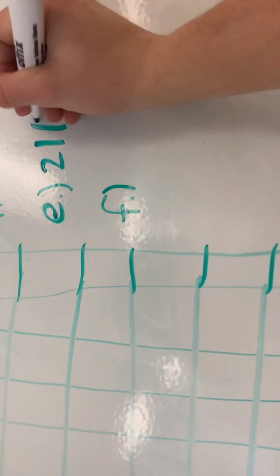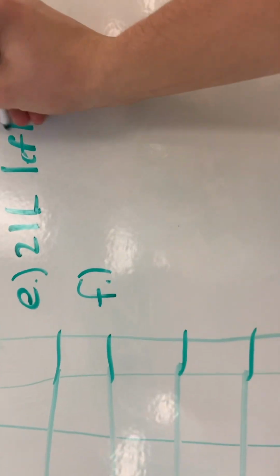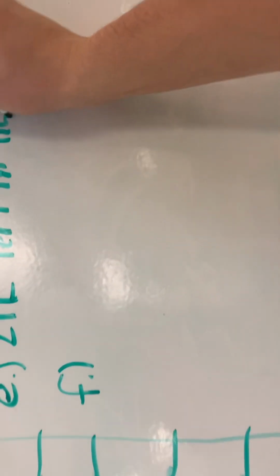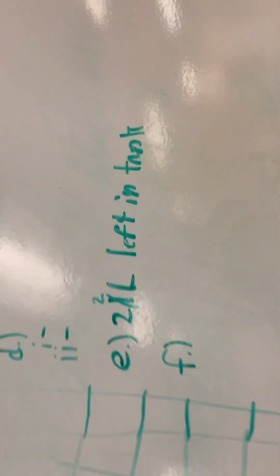Okay, so that was E. About 21 liters left in the tank. Or wasn't the consensus that it was 22? Yeah, I think it's 22.